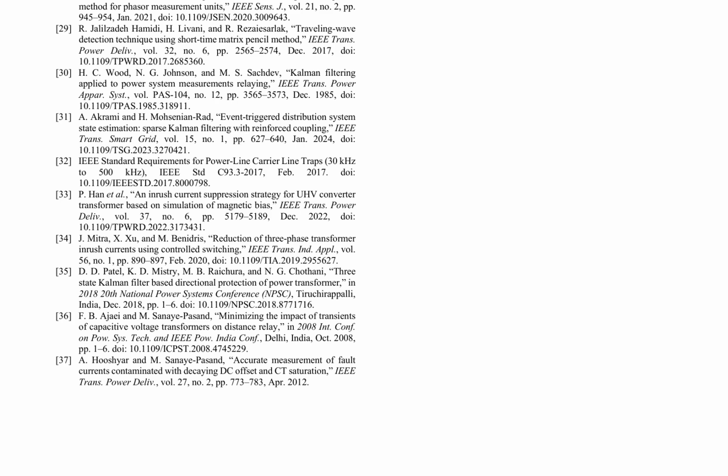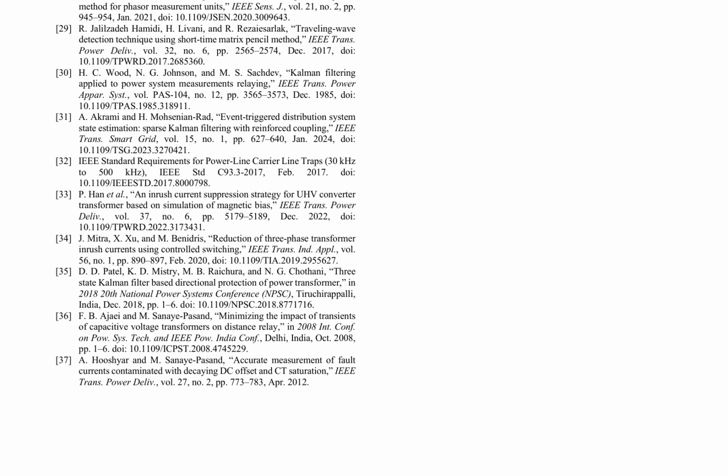Furthermore, the authors discuss the importance of powerline carrier line traps and their requirements according to IEEE standards. They also touch upon the reduction of three-phase transformer inrush currents using controlled switching strategies and the use of three-state Kalman filters for directional protection of power transformers.